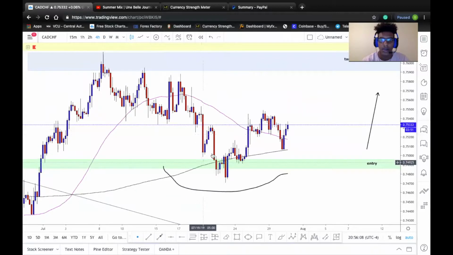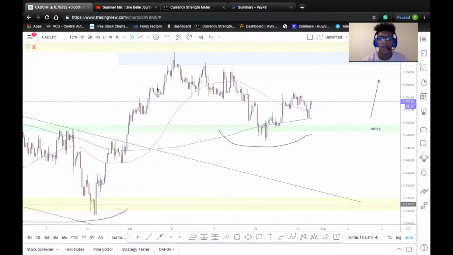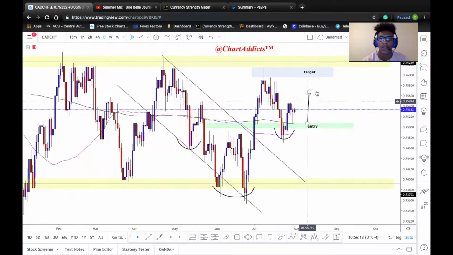There was an inverted head and shoulders we actually got in here. Price shot up and came back down to retest this moving average. We still believe it is headed to our target simply with this strong pin bar.